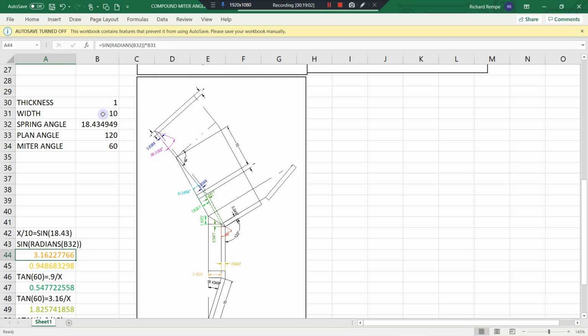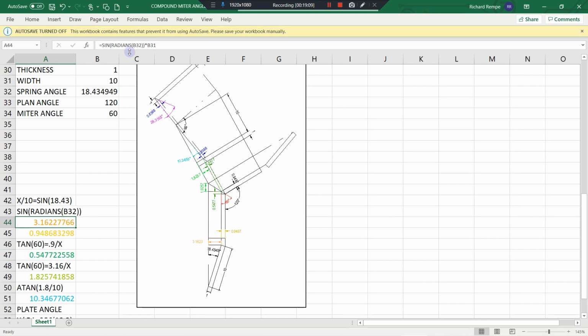Times B31 times 10. So that's how you're going to get that 3.16. It's a lot more complicated in the formula, but it's pretty straightforward. You're just looking for the sine of the angle here times the 10, like we got right there. Just moving that around, so get rid of that. Equals, so it would be sine of B32, close parentheses, times B31. There you go.